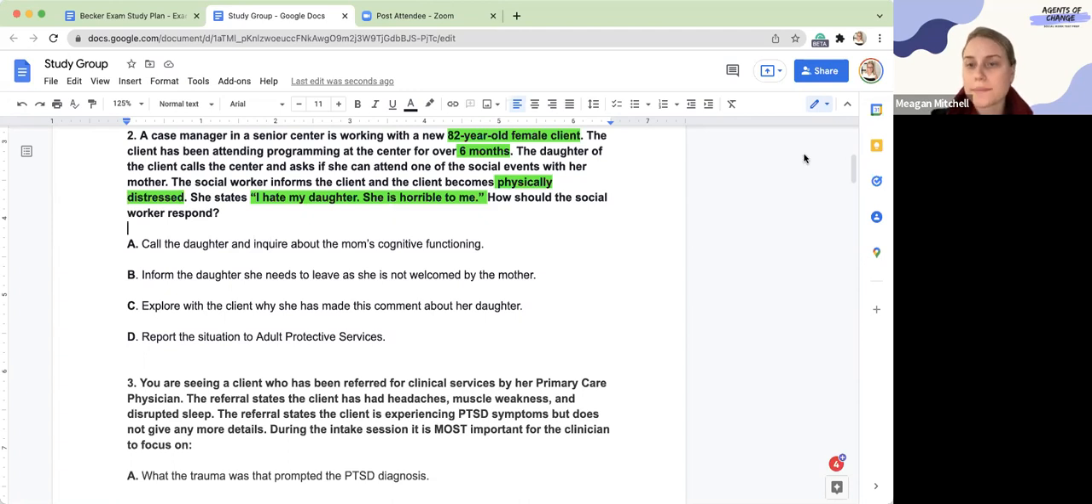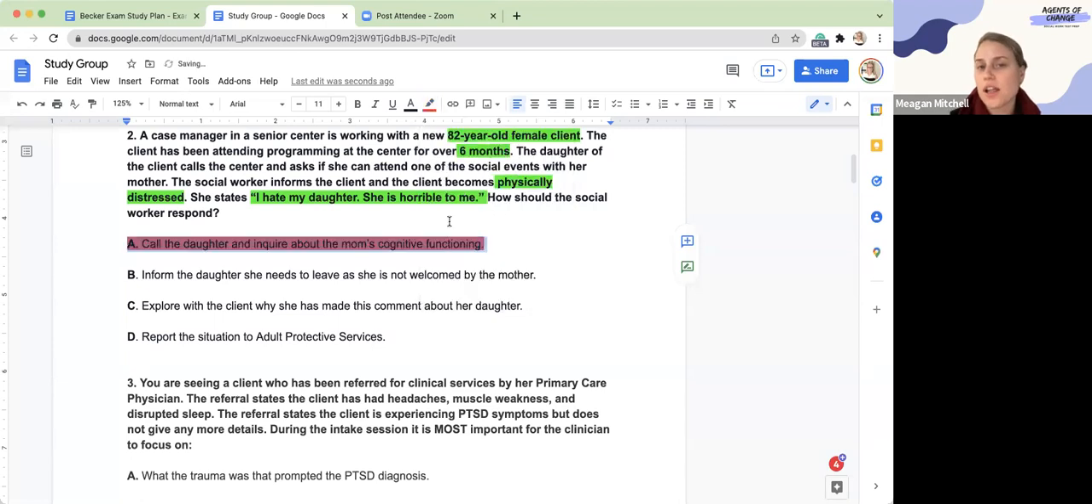And why? Let's start eliminating here. You always want to eliminate. Would calling the daughter and asking about the mom's cognitive functioning be breaking confidentiality? Yes, I see a lot of heads shaking yes.